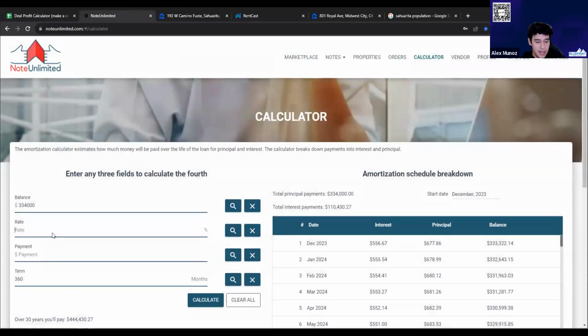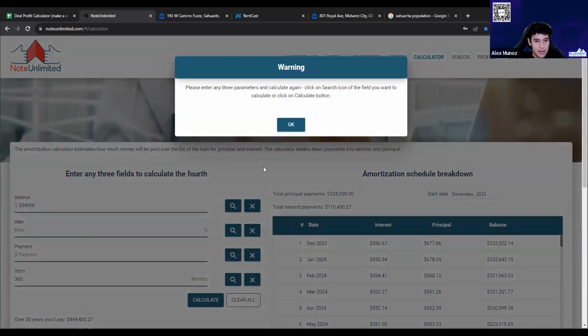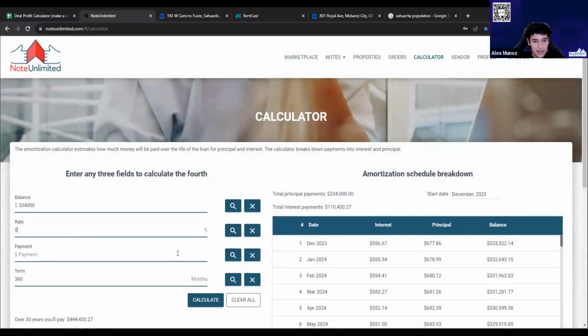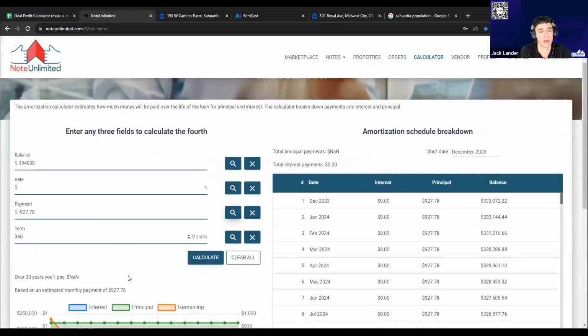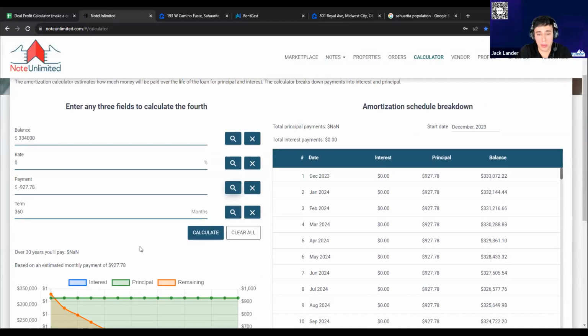Oops. Oh my God. Does it not allow zero? Oh, there we go. $900 a month payment. So if I told them, hey, if I paid you $920 a month, that might sound appealing to someone. They might be like, oh, 900 bucks a month?